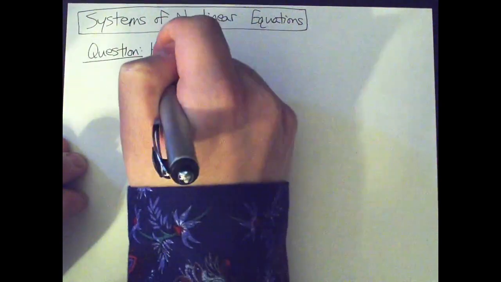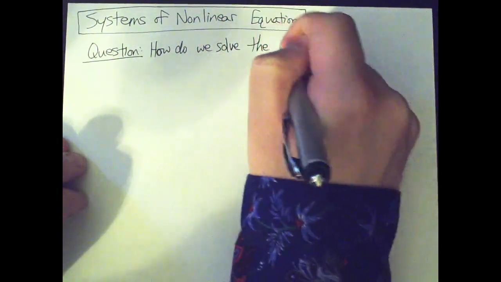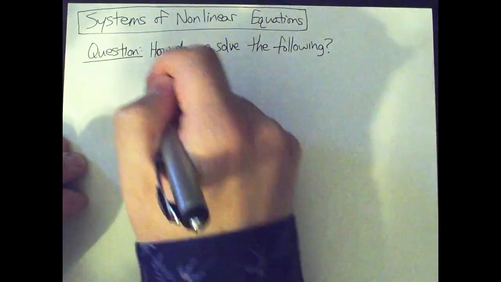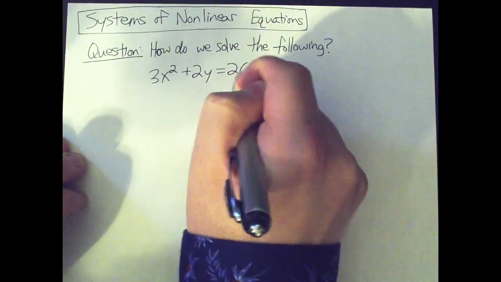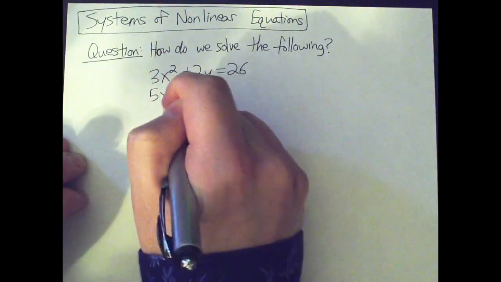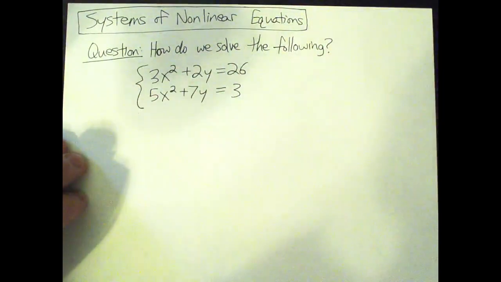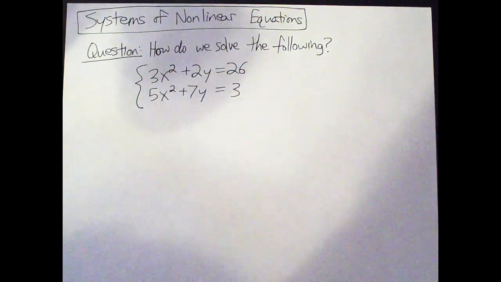As a question, how do we solve the following? It's just going to be a system of two equations and two variables. 3x squared plus 2y equals 26. 5x squared plus 7y equals 3. Now, it's still a system of equations, but what makes this different is that the x's are squared, and that's what makes this nonlinear. These are not straight lines, and you can't write these as y equals mx plus b. They're just not straight lines.